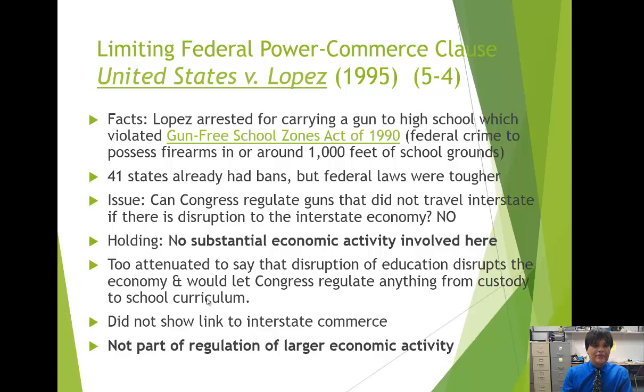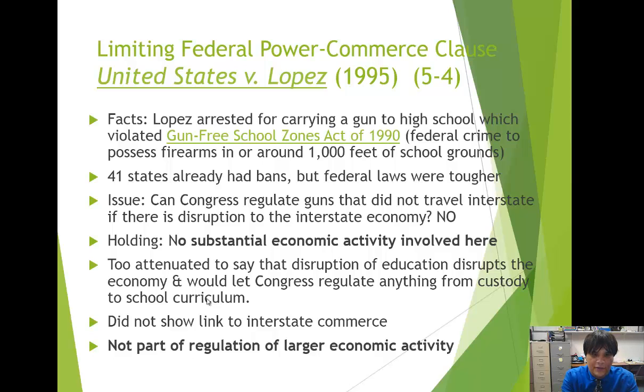Texas. Lopez was a Texas resident, and he was arrested for carrying a gun to a high school. He was carrying this gun on campus, and this was in clear violation of the Gun-Free School Zones Act of 1990. The Gun-Free School Zones Act of 1990 made it a federal crime to possess firearms in or around 1,000 feet of school grounds, which would make common sense, right? Because you don't want guns on campus, you don't want to cause a school shooting or anything. At this time, 41 states already had bans, but federal laws were a lot tougher on guns.